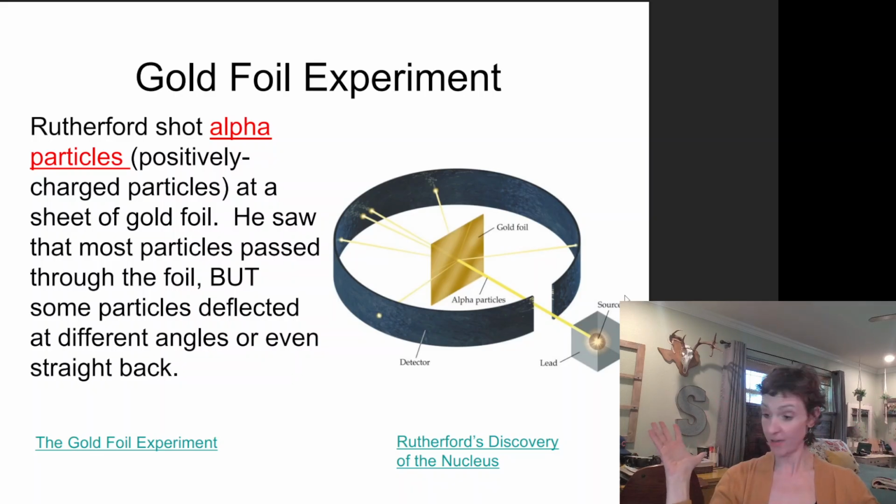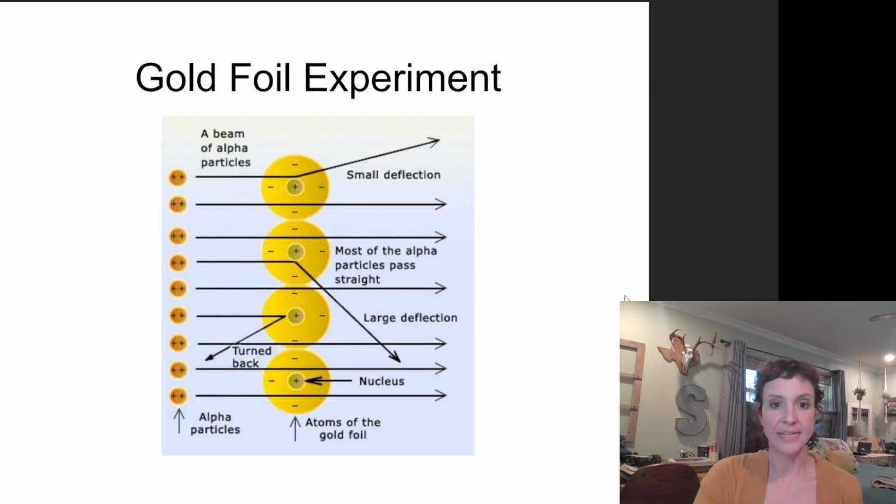Most went through. I thought we cannot go through a brick wall, last time I checked. And then here's something even crazier. Some particles deflected back, or even straight back. So what we're looking at here is kind of a cross section of that sheet of gold foil. Most of these alpha particles, these positive particles, just blasted straight on through.